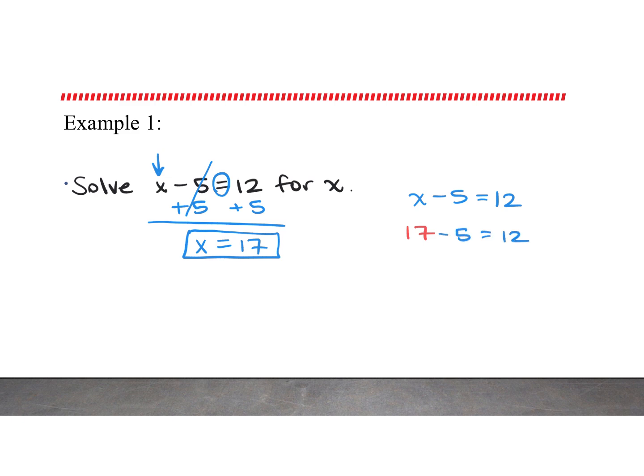17 where the x was. And then let's check. 17 minus 5 gives me 12, and that equals the other side, which had the 12.